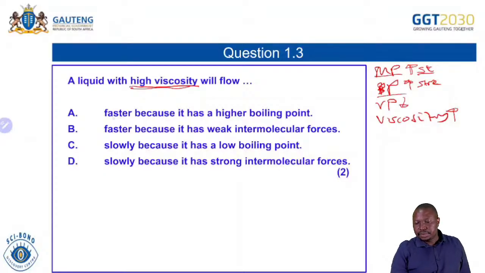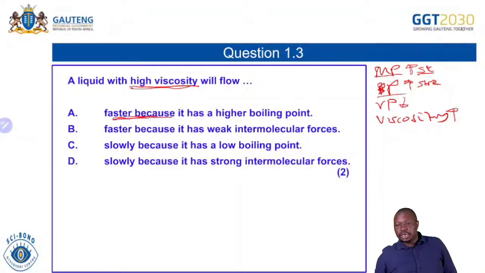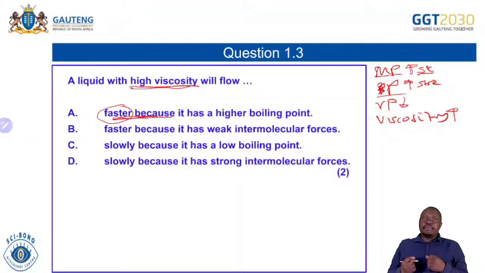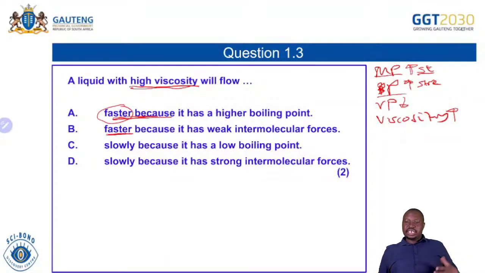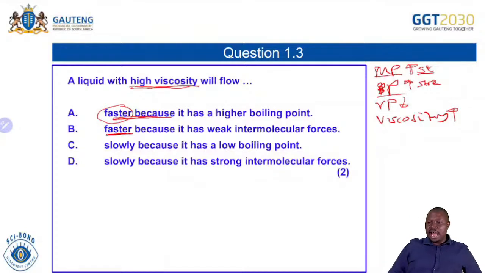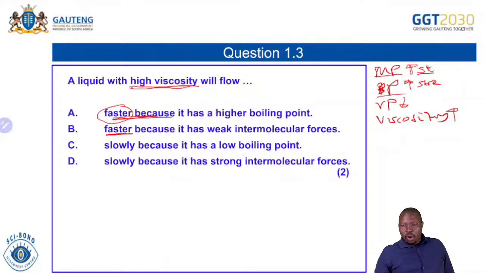The first option was it will flow faster because it has a high boiling point. Yes, it will have a high boiling point, but it won't be faster because it's more viscous. The intermolecular forces are more strong. The structure is holding each other together by strong intermolecular forces. So we take out faster, it can't be faster when it has high viscosity. So we're looking at our option which is slow. It must be slow. So why is it slow?